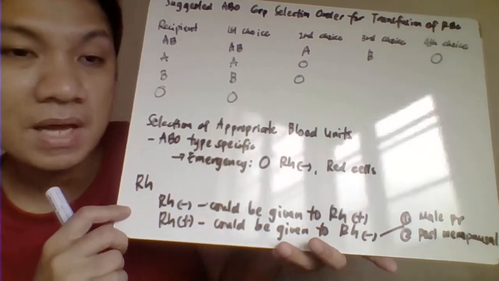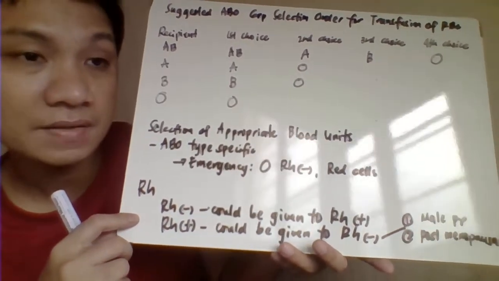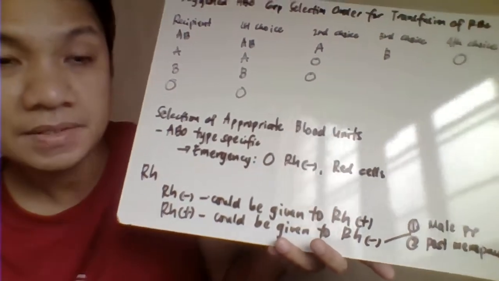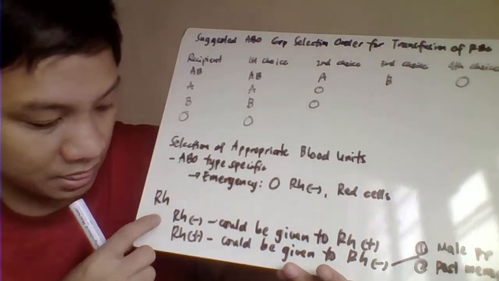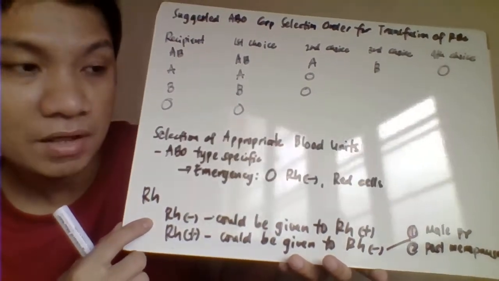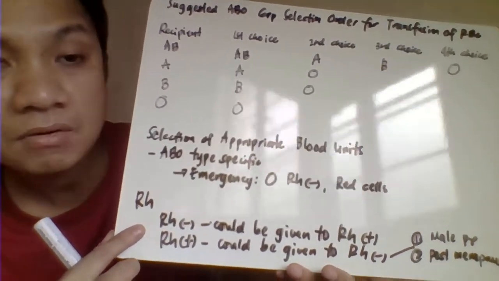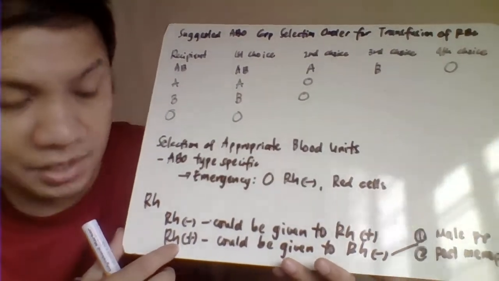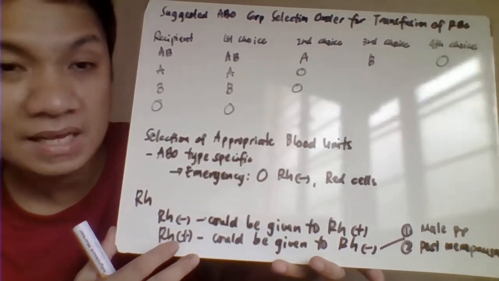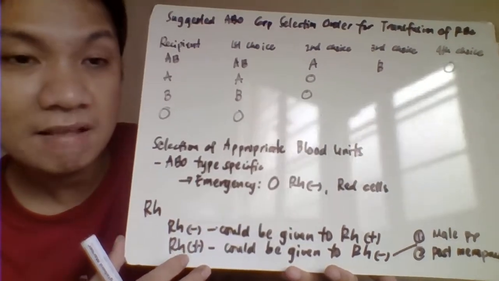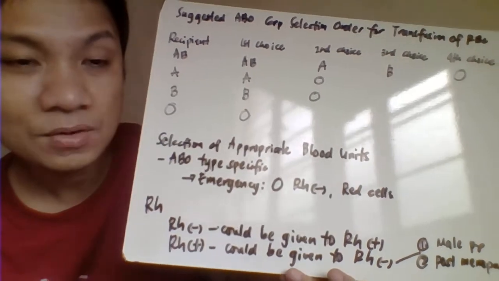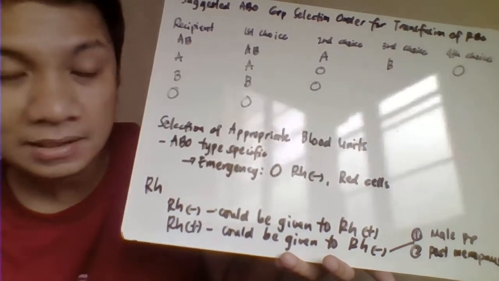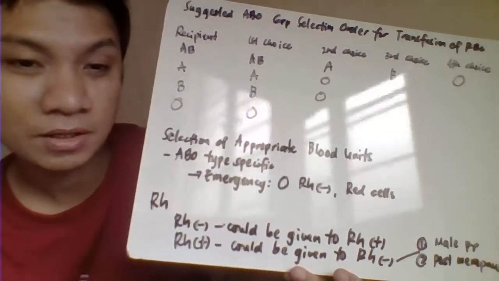So, if the recipient is Rh positive, then you can receive blood coming from Rh positive or even Rh negative. Rh negative could be given to your Rh negative recipient or even Rh positive. Rh positive, pwede mo din siya ibigay sa ating Rh negative na patient. Kaso nga lang, pag wala ka talagang option.